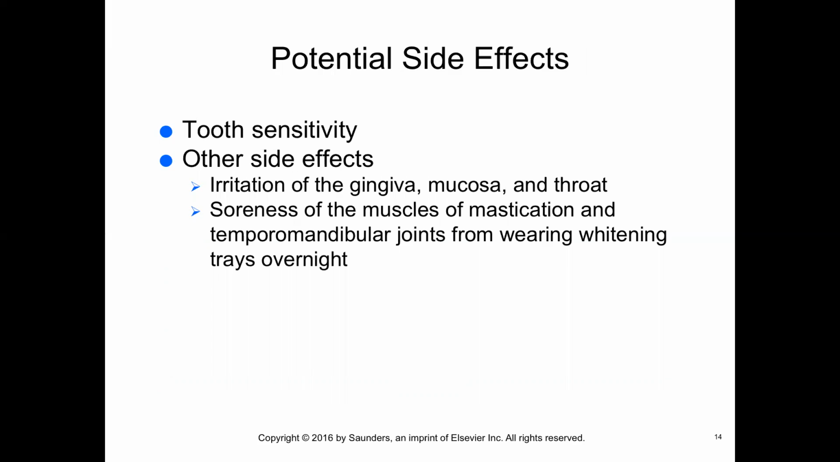Bleaching is not for everyone, and some patients may be allergic to components of the bleaching material. Sensitive teeth may exacerbate the problem. Sensitivity is usually short-term and can be managed by shortening the whitening time each day and using lower concentrations of whitening agent, or stopping the whitening process for a few weeks. Other possible side effects include irritation of the gingiva, mucosa, and throat from excess whitening material coming out of the trays. If patients wear the whitening trays overnight, they may experience some soreness of the muscles of mastication and TMJ.